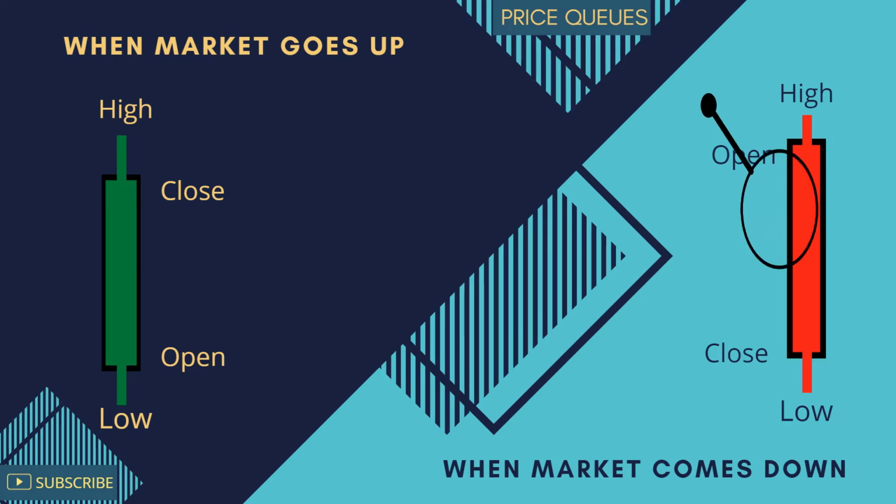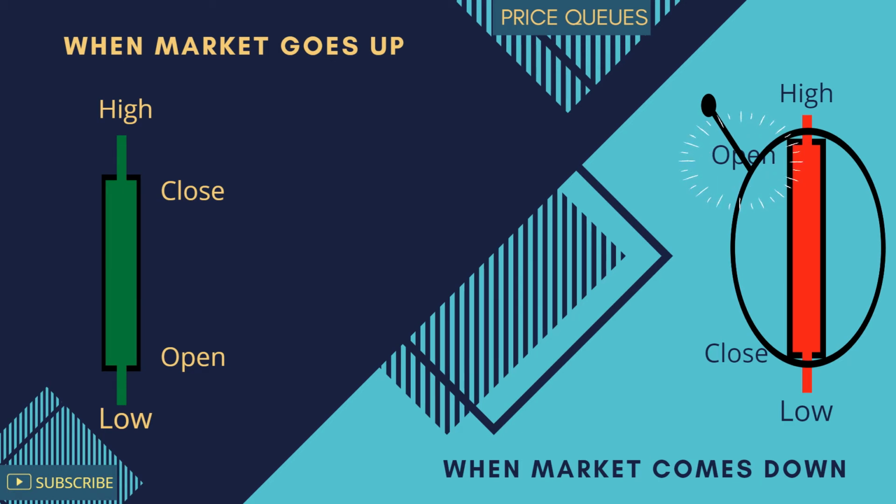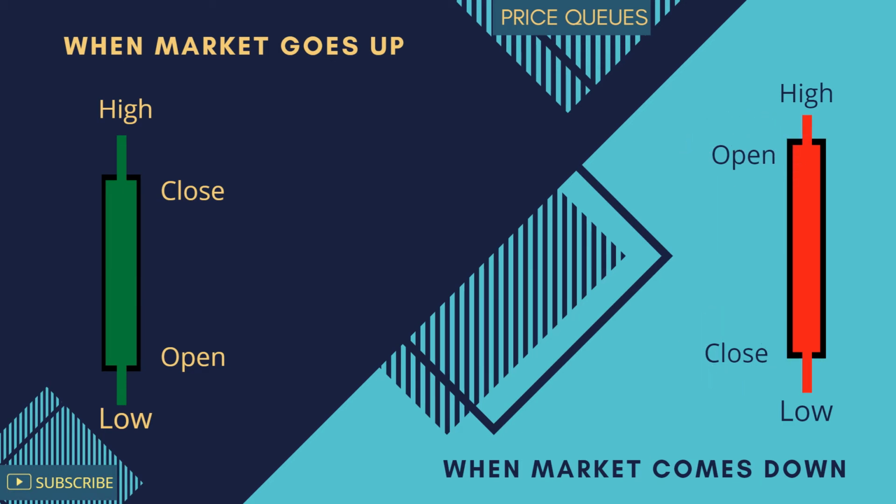Moving ahead is the body. The body of the candlestick is made up of the open and close. The market forms a green candle when the open is below the close. The market opens, moves higher and closes above the open. Whereas when the market goes down, it forms a red candle, which means that the market opened at a higher price, could not sustain it and came straight down to close at a lower price.